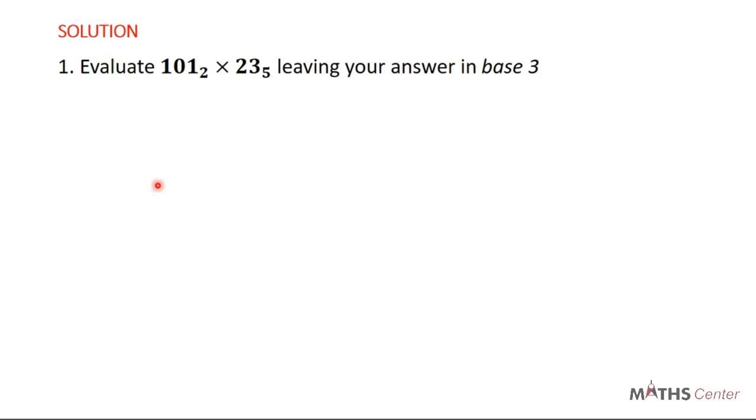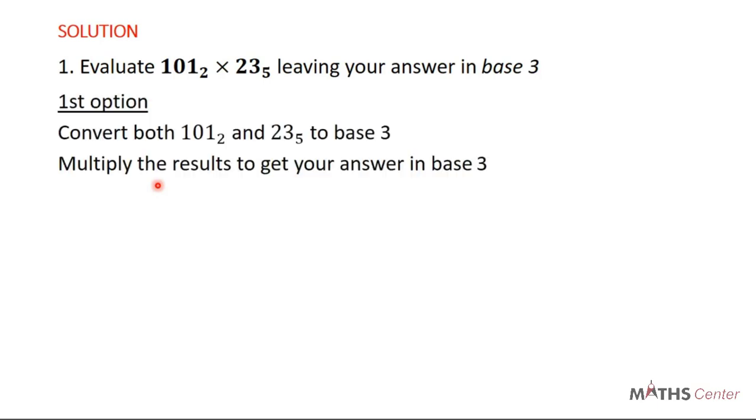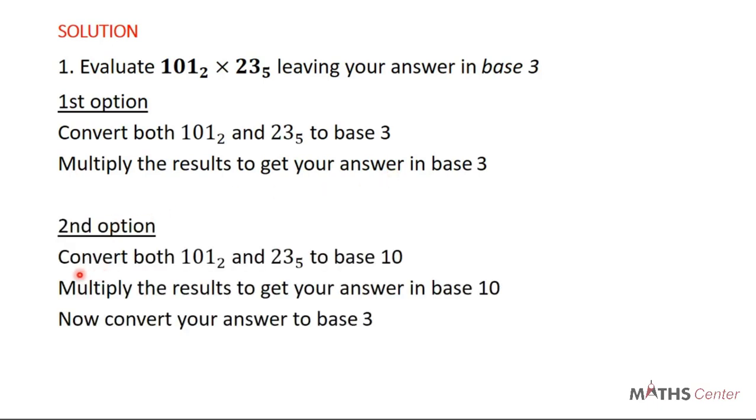Whenever you have something like this, you have two options to go by. The first option is that you can convert both 101 base 2 and 23 base 5 to base 3. Then we multiply to get our answer in base 3. That is the first option. The second option is that you can choose to convert both 101 base 2 and 23 base 5 to base 10. Then you multiply and get your answer in base 10. Then from there, you convert that answer to base 3.